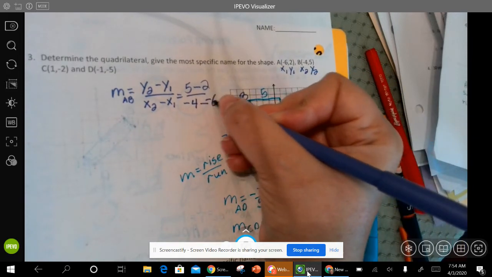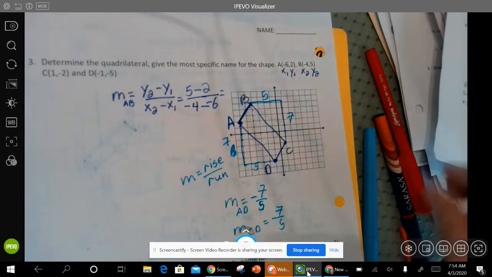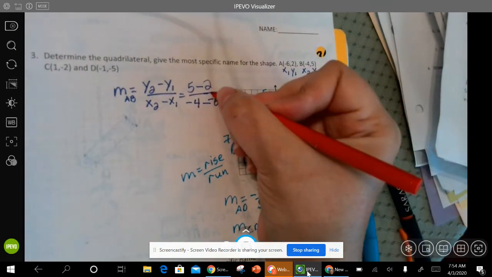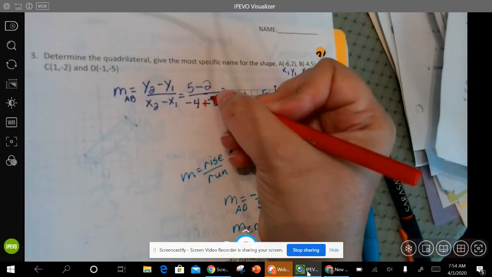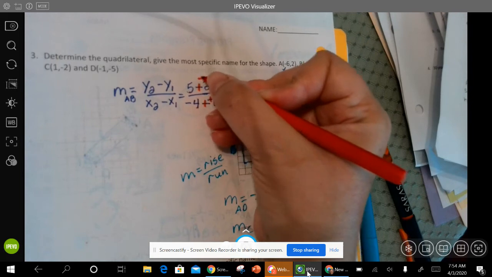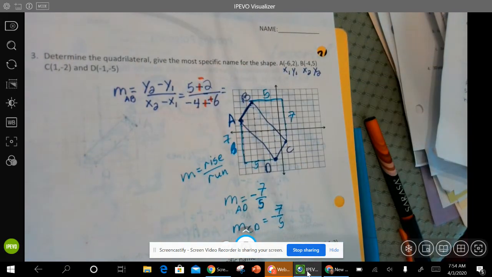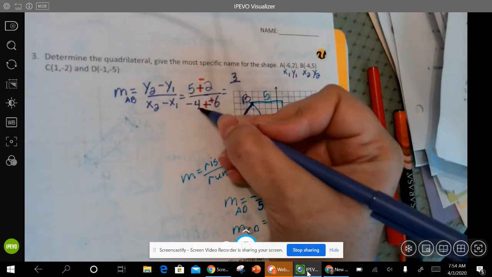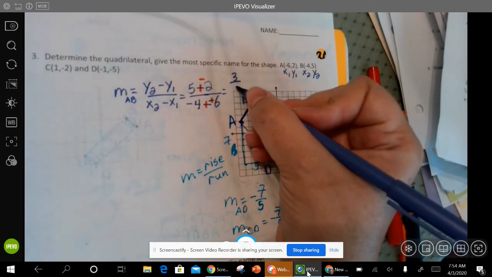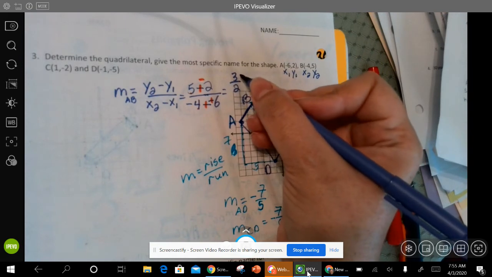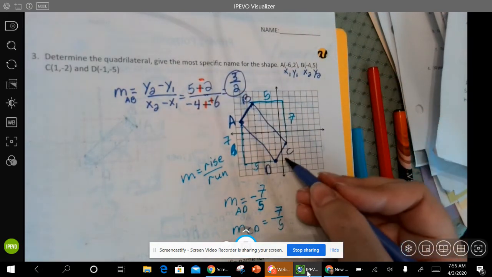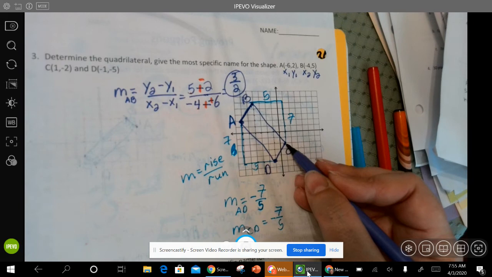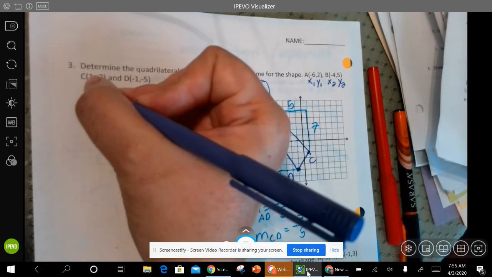minus -6. Okay, so this is where everybody would want to do keep, change, change, keep, change, change. Okay, so 5 plus -2 is 3. -4 plus 6 is going to be 2. So our slope is 2/3 for that one. Okay, and then we're going to do the same thing for DC. Okay, so label the points, everybody.